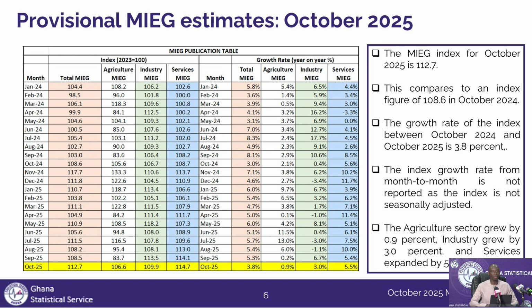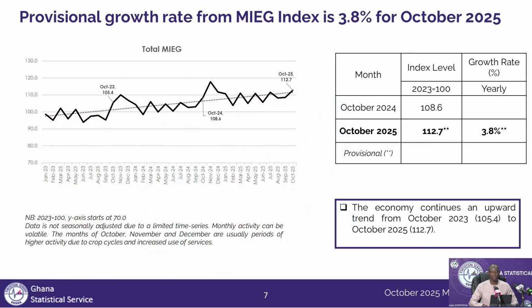The data shows actually that from October 2023 to October 2025, the economy follows a clear upward path, rising from an index value of 105.4 to 112.7. This confirms that economic activities have been expanding steadily over the past 2 years.